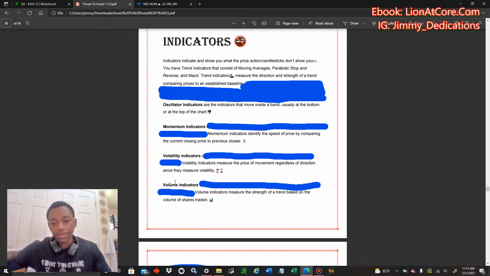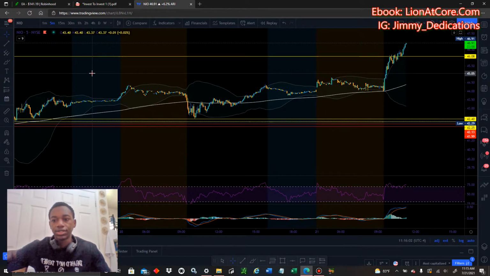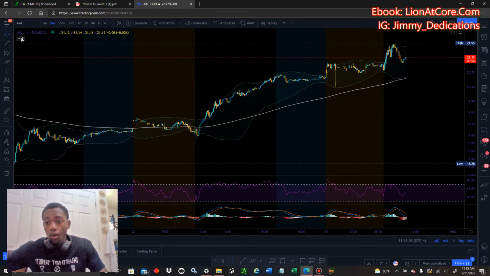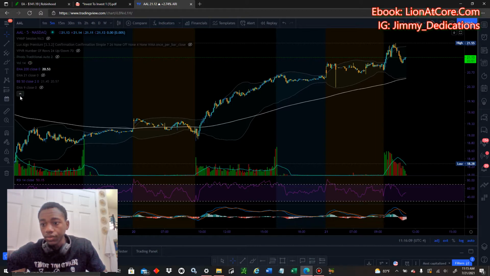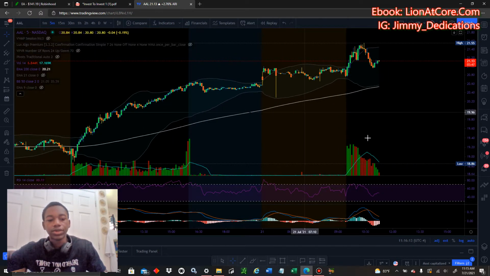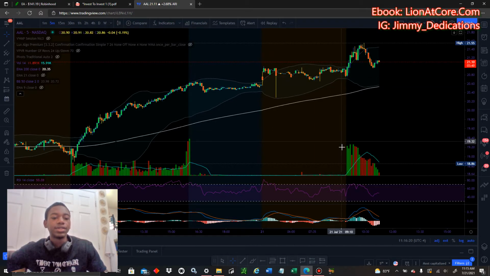But next we got the volume indicators. The volume indicators measure the strength of a trend based on the volume of shares traded. So I use these all the time. Each bar down here basically tells you how many shares was traded during the specific time frame. So we're looking at each counter representing 5 minutes, right? So every 5 minutes, the volume bar comes up and tells you how many shares was traded during that time.